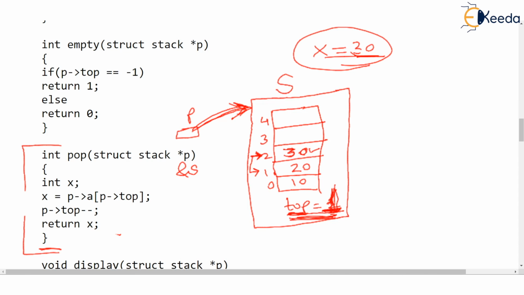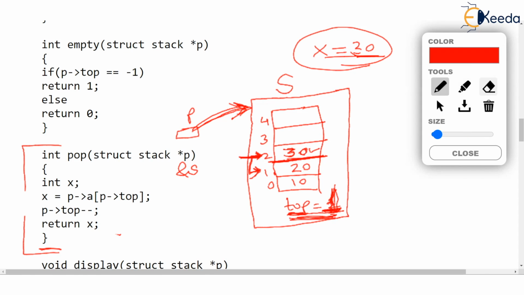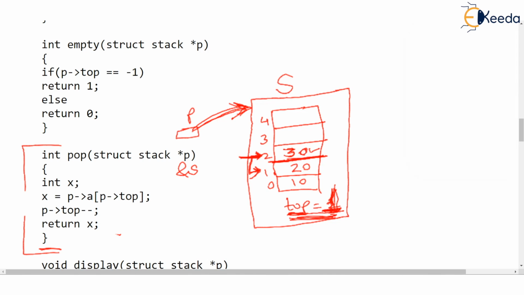Because most important thing is top, which was 2, has now decreased to 1. So now logically you are saying that your stack has the boundary up to 1 now. And 20 is the topmost and 10 is below 20. I hope you are understanding what I am saying. Okay, let's execute this pop function again. Although I know enough, you have understood what I am talking about. But just for the sake of repetition, execute pop again.